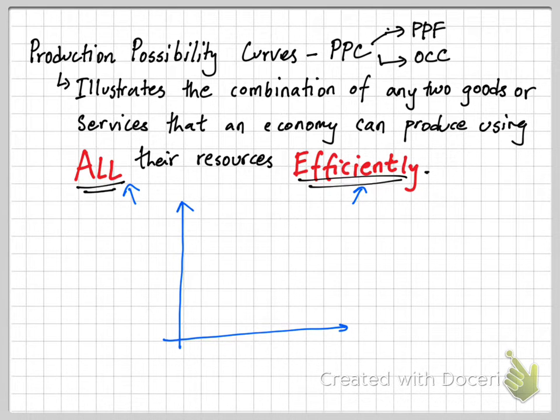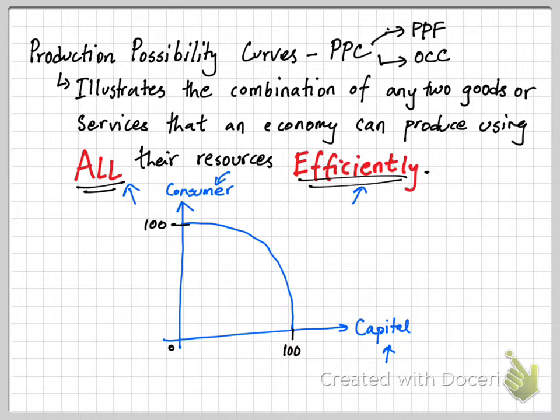This is how you draw a production possibility curve. On one axis, you draw one of the goods that you're going to represent, and on the other axis, you draw the other good. Usually, the most common example is where an economy uses all of its resources to produce either capital goods or consumer goods. If the economy uses all the resources on consumer goods, they can produce 100 consumer goods. And if they use all the resources on making capital goods, they can produce 100 capital goods, right?